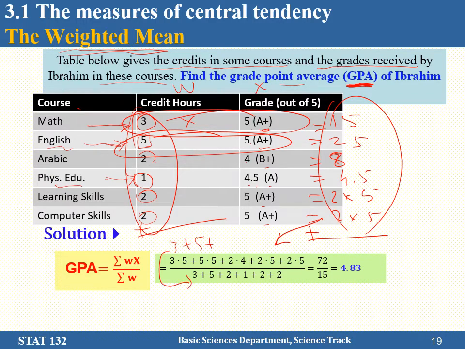So they're given here. You write the weights, the sum of the weights, the sum of the products, you calculate, and the GPA of Ibrahim turns out to be 4.823. So you can calculate your GPA, and GPA is important because you need to reach a certain GPA before graduation. Even if you pass all the courses, if you don't reach a certain GPA, you cannot graduate.